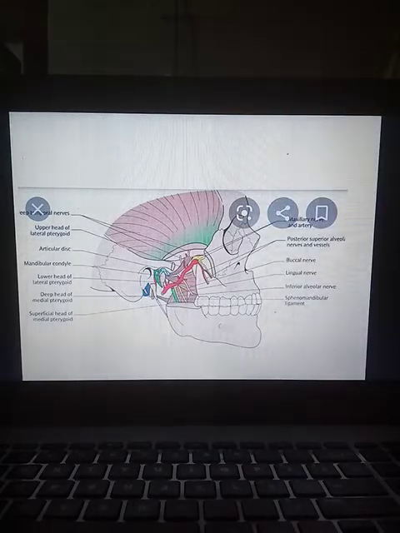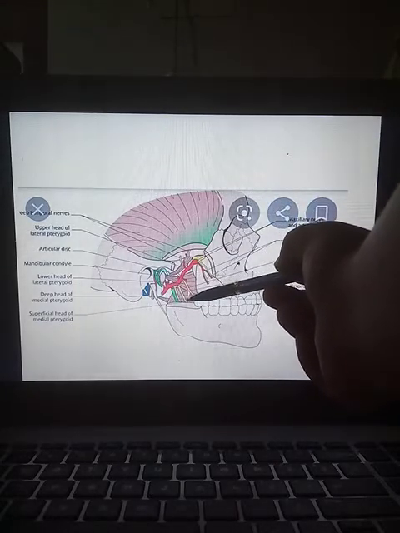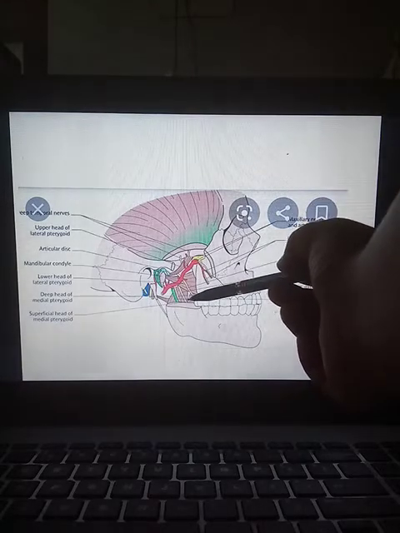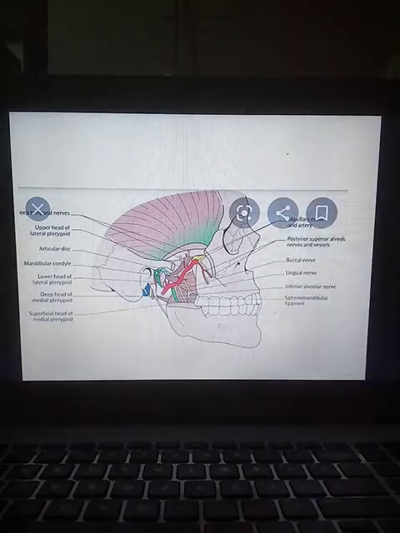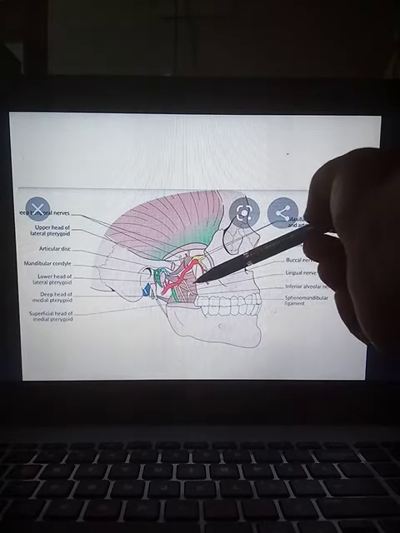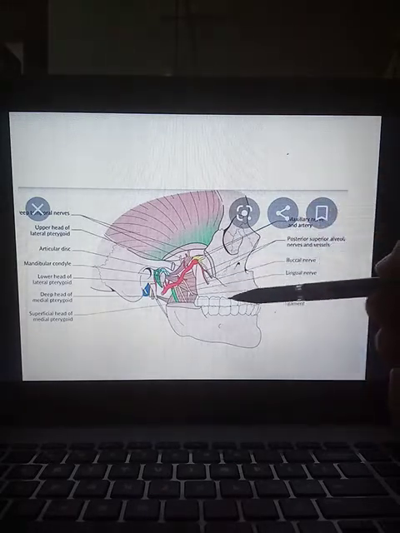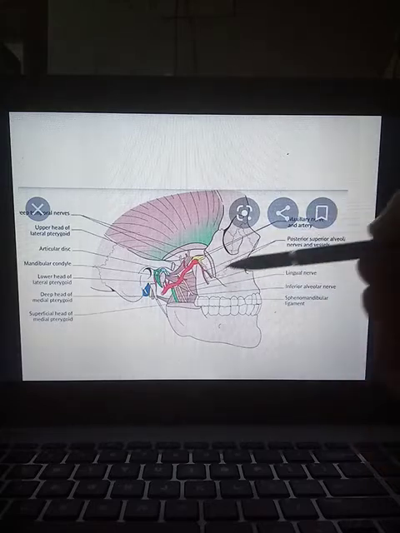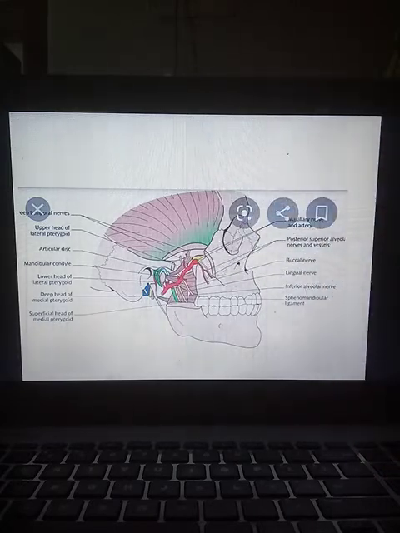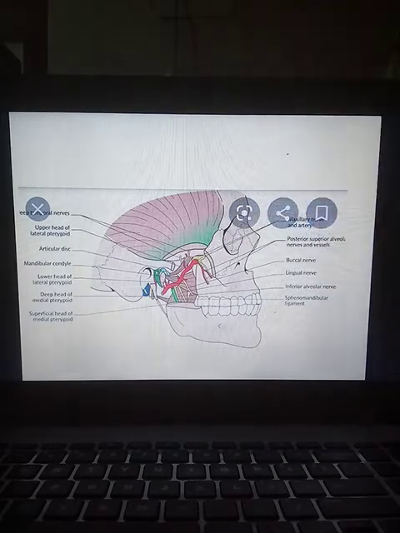So you will be having two muscles. This is your lateral pterygoid muscle and this is your medial pterygoid muscle. These are the two muscles which you will be seeing as the content of the infratemporal fossa. Then you have the mandibular nerve here, with its branches. Then this is the maxillary nerve with its branches. You can have the maxillary nerve as well as the mandibular nerve.